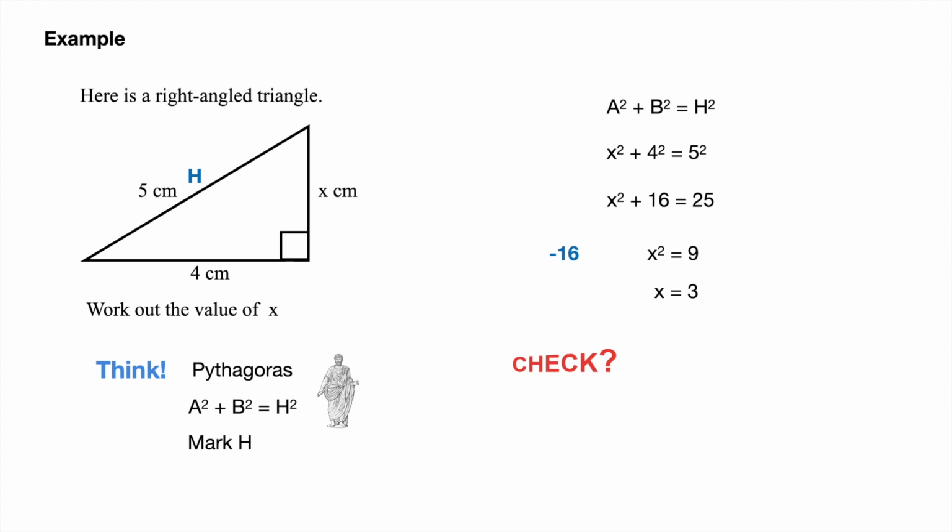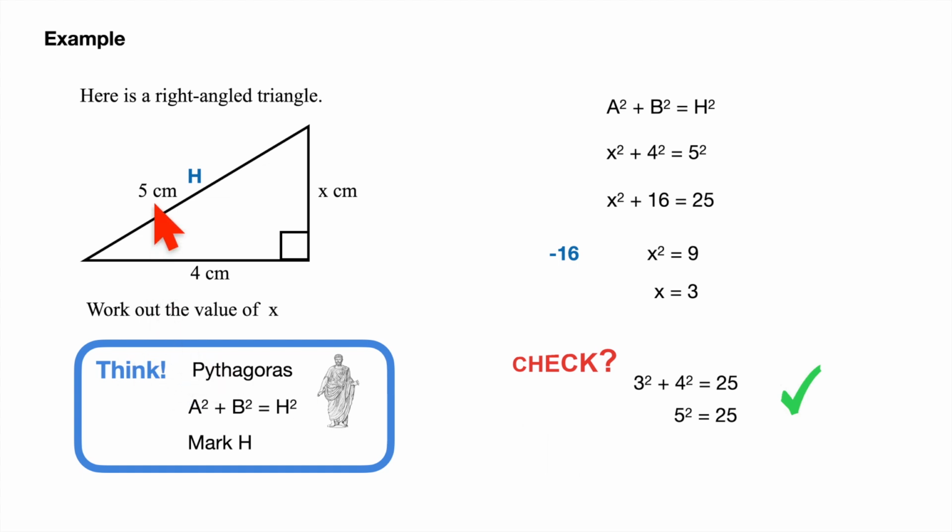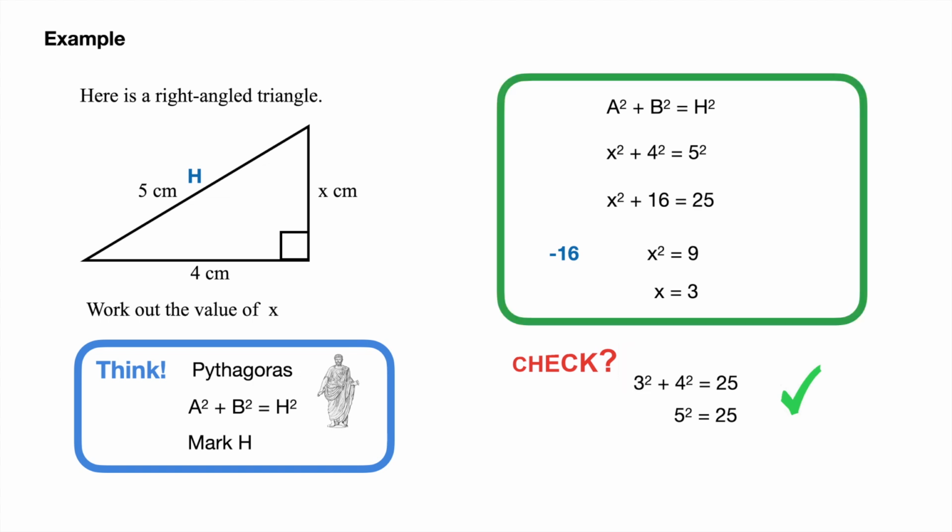Question wouldn't be complete without a check, so let's do that. 3 squared plus 4 squared equals 25. Very good. And the hypotenuse is 5. 5 squared equals 25. Give ourselves a mental tick. So again, same process. We have a think. It's only lengths, so it's Pythagoras. There's the formula. We know that. We mark h so we don't make any boo-boos. Put the equation out, put the numbers in, get x on its own, square root it to find the answer, and of course after that we check it.